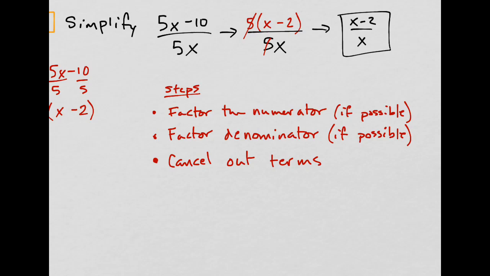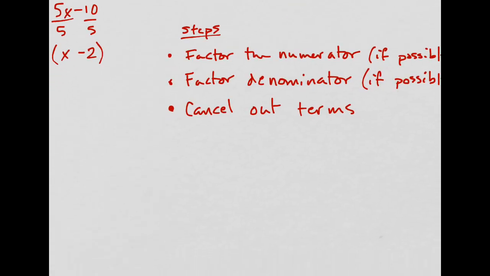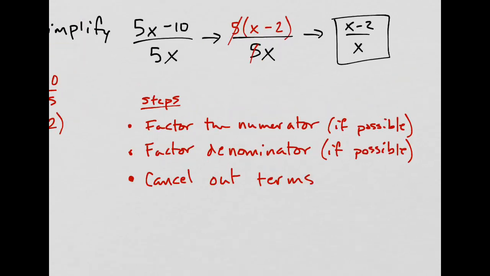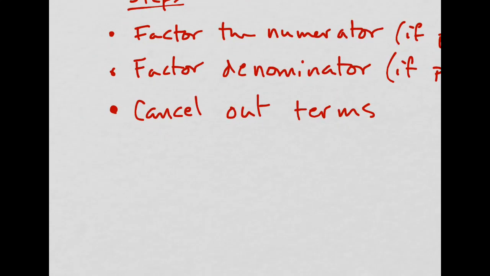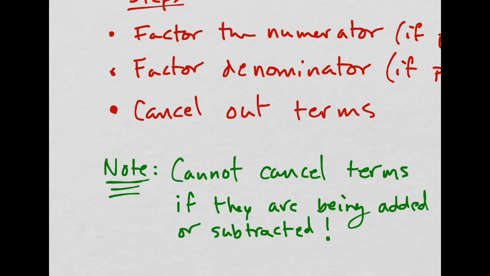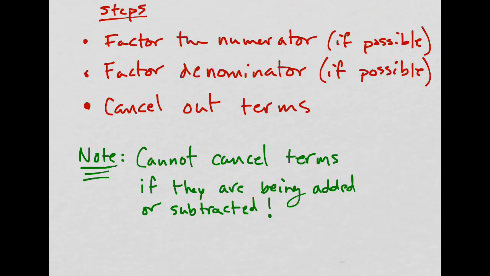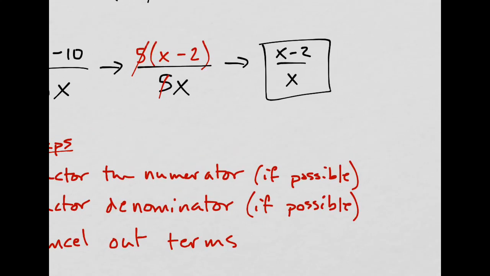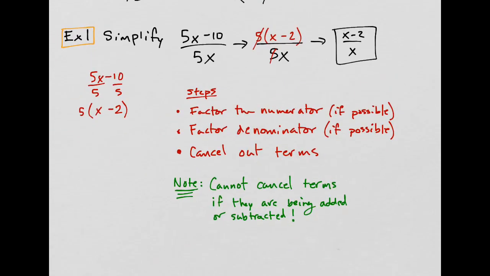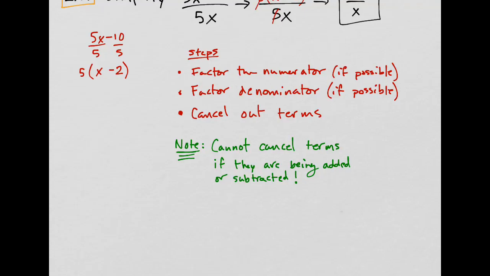Something to mention: remember you cannot cancel if there is addition or subtraction in between. Here, there's multiplication, so we're allowed to cancel. You cannot cancel terms if they are being added or subtracted. Here, we're multiplying by 5. Here, we're doing x minus 2, so you cannot cancel those. So let's take a look at example 2, and we'll follow these steps and see if it works out.